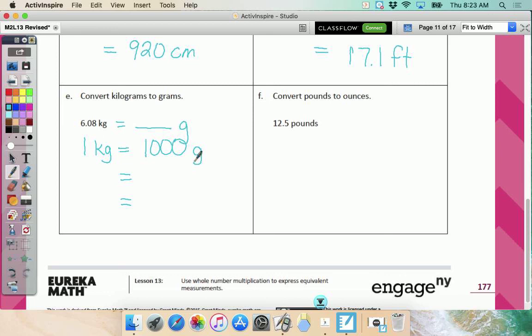Talon, what do I need to do here? 6.08 times 1,000. Very good. Melanie, how do I solve it? Move the decimal 3 times to the right. So I'm running into that multiplication sign. What's the answer, Gustavo? 6,080. Okay, and what's my label? Grams. Grams, good.